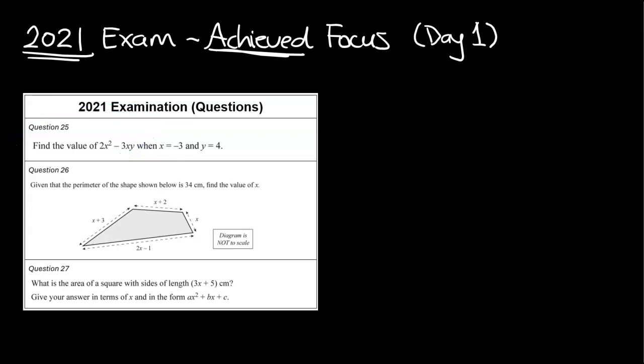Find the value of 2x squared minus 3xy when x is negative 3 and y is negative 4. So question number 25, and this skill here, it's asking us to substitute. So our job is, we've got some x's, we're going to take those out and put in the negative 3, and we've got a y, we're going to take that out and put in the negative 4. So let's start off by writing down our expression, 2x squared minus 3xy.